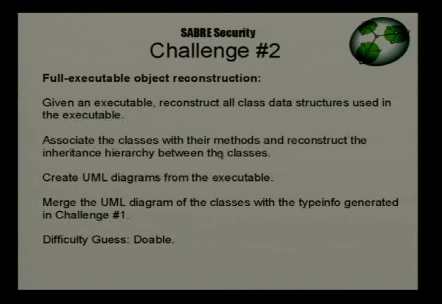Given an executable, don't only reconstruct the data structures, but reconstruct classes, then associate functions to the classes, so recover all the methods, and reconstruct the inheritance hierarchy between the classes. Finally, create UML diagrams from the executable. Merge the UML diagrams with the type info generated in challenge 1, and you have something that will at least allow you to understand large object-oriented programs a lot more quickly than what we can do now. I very much think this is doable.